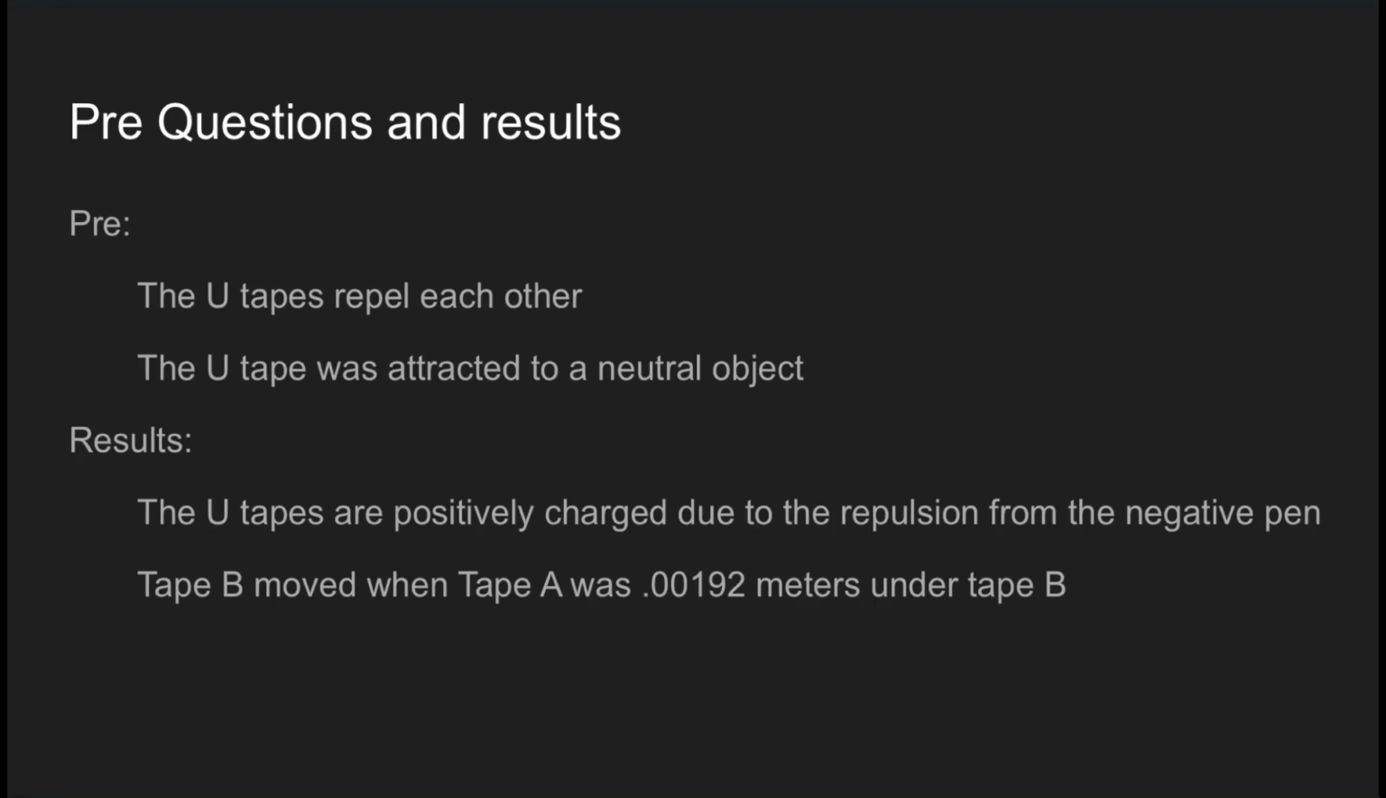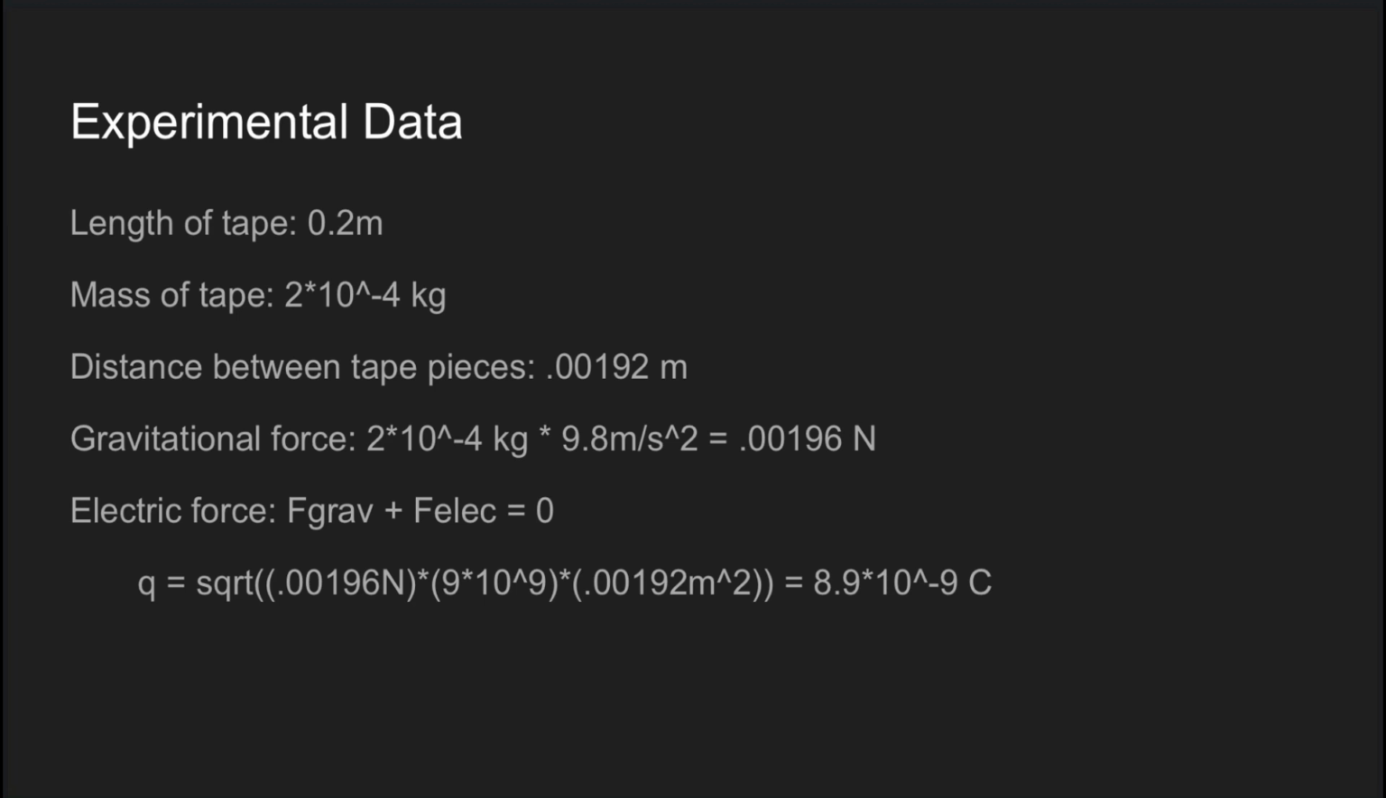The U-tapes repel each other, and the U-tape was attracted to a neutral object, so the U-tapes are positively charged due to the repulsion from the negative pin. Tape B moved when tape A was 0.00192 meters under tape B. The length of the tapes are 0.2 meters long with a mass of 2 times 10 to the negative 4 kilograms. The distance between the tape pieces was 0.00192 meters.